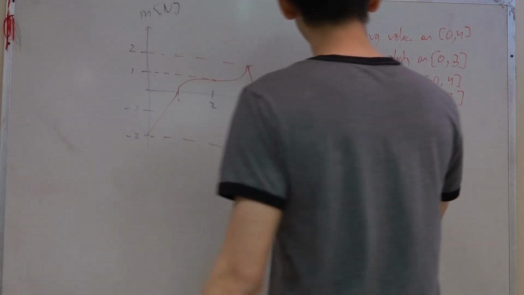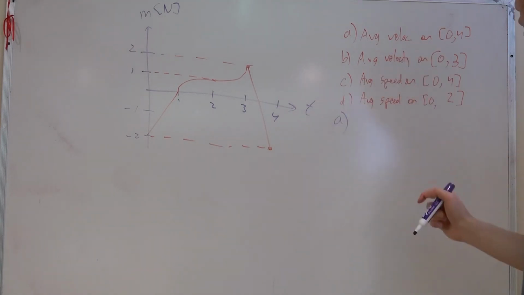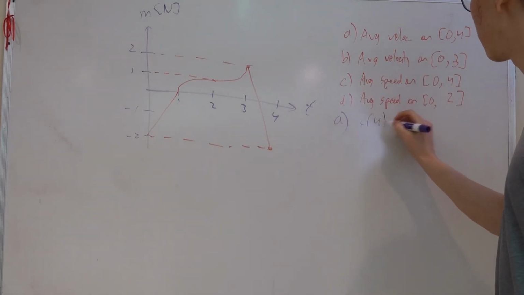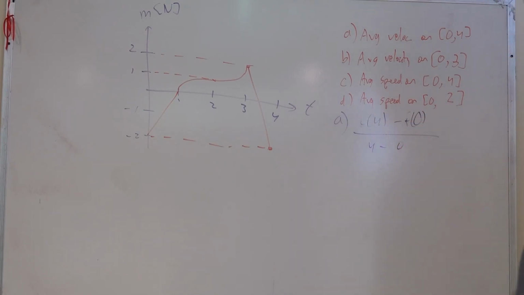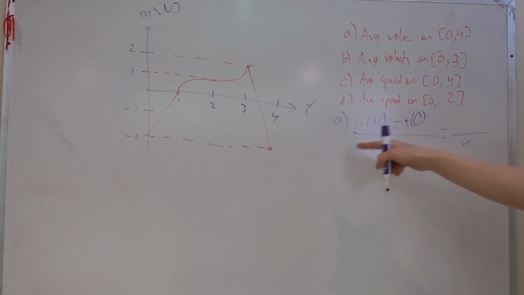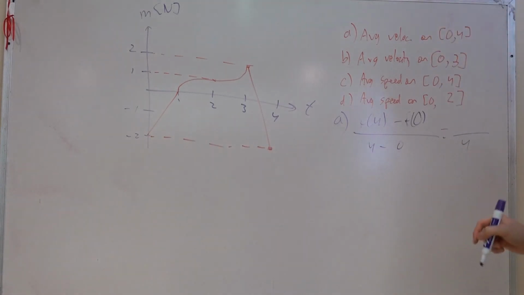Alright, so for part A, all we are doing is taking the average velocity, right? So we just use the same formula we've been using this whole time, f of 4 minus f of 0, all that over 4 minus 0. Yeah, okay. So you do this, and you get... f of 4 is -2, and f of 0 is also -2, so you get -2 minus -2. Be very careful about this one, and it's just 0. Okay? It's 0 over 4, which is 0.